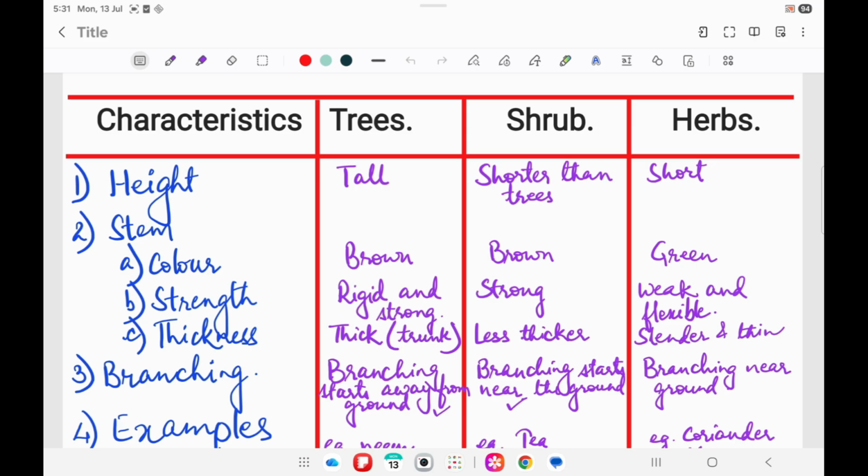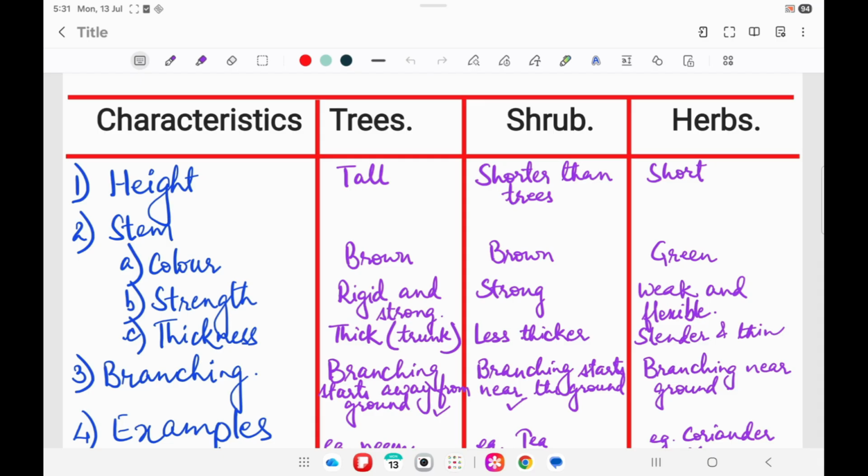Then came the next characteristic, that is the stem color. In trees, the stems are brown in color. In shrubs, the stems are brown in color, and in herbs, the stems are green in color. Then the strength of the stem. In trees, the stems are rigid and strong. In shrubs, they are strong but not that rigid. And in case of herbs, the stems are weak and flexible.